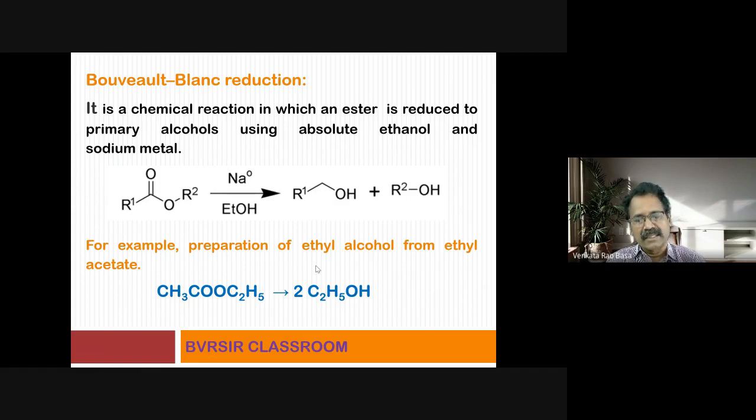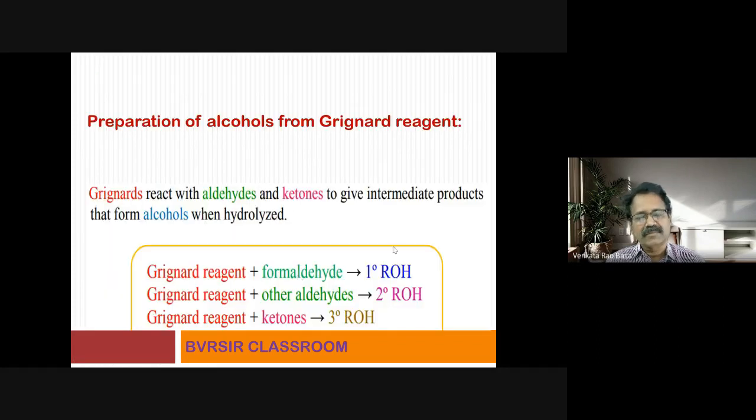Now, when ethyl acetate is subjected to this Bouveault-Blanc reduction in the presence of sodium and ethyl alcohol, ethyl alcohol is the product obtained. Here the solvent is ethyl alcohol, and the product is also ethyl alcohol. This is Bouveault-Blanc reduction, specifically mentioned in the syllabus, so practice this. It is also useful for preparation of alcohols from aldehydes and ketones, a similar type of reaction.